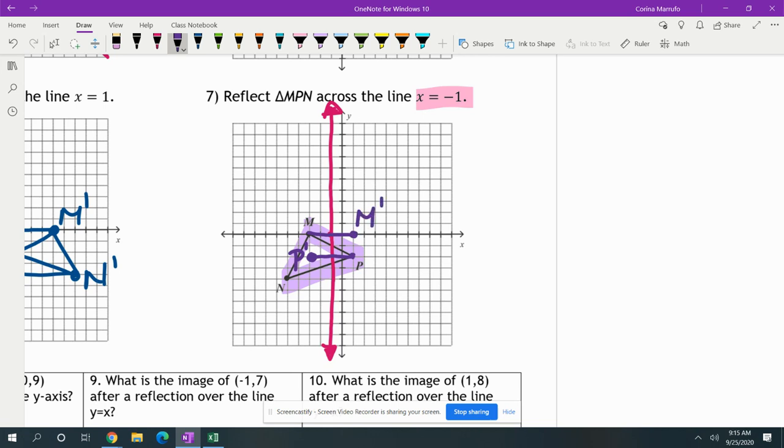This is M prime. And N is 4 units. So 1, 2, 3, 4. And this is N prime. And that is our new triangle. A little messy, but I think you can see what's going on.